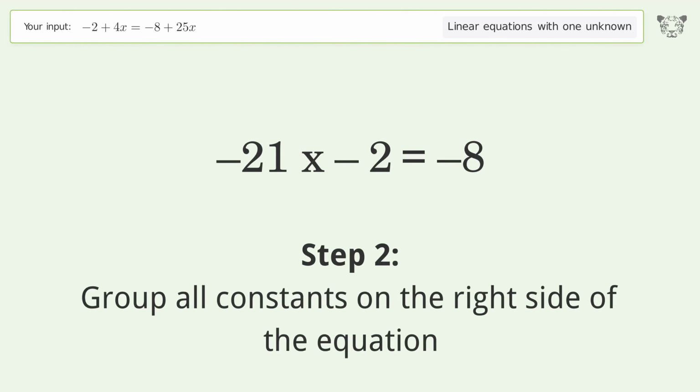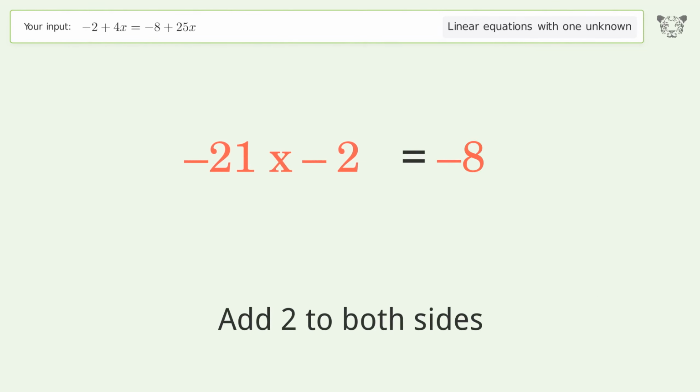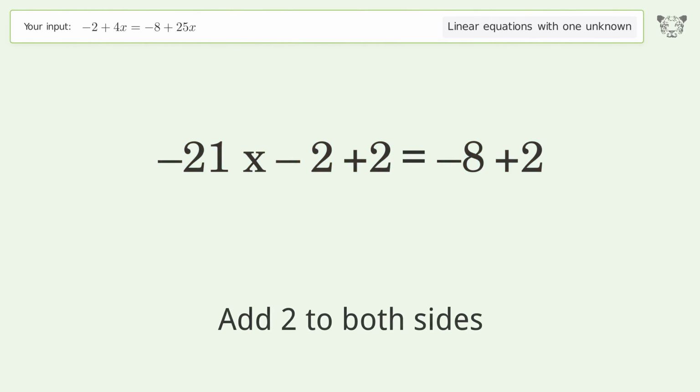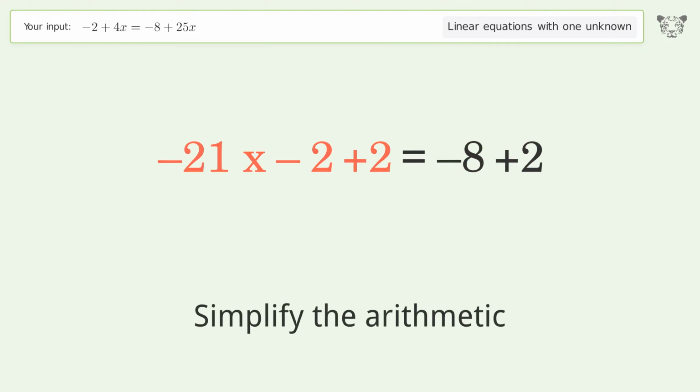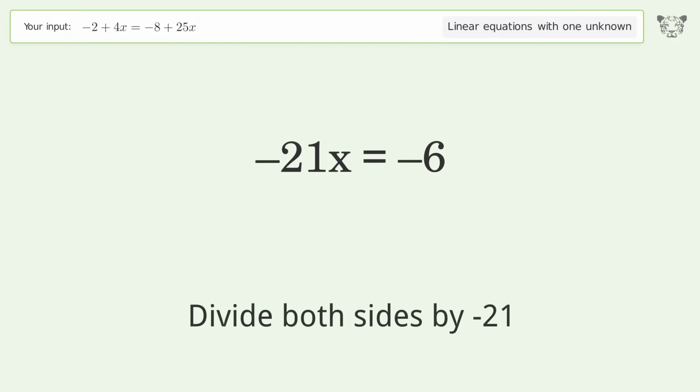Group all constants on the right side of the equation. Add 2 to both sides. Simplify the arithmetic. Isolate the x. Divide both sides by -21.